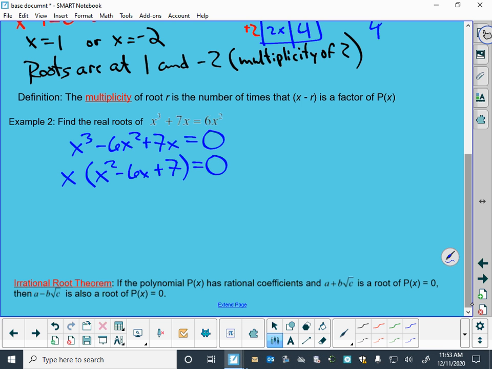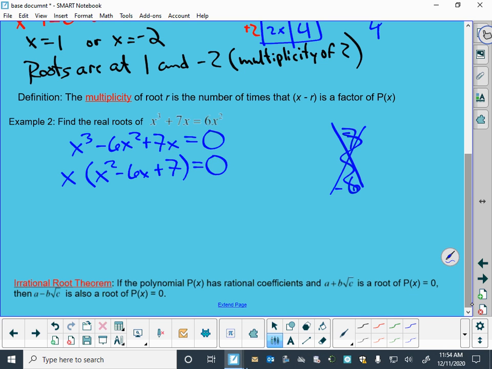And so the question is, does that thing factor? Well, I'm looking for numbers that multiply together to get me 7, and I add them to get -6. Well, boy, the only numbers I can multiply together to get 7 are either +1 and +7 or -1 and -7. They don't add up to -6. Okay, so that tells me that this thing is not going to factor.